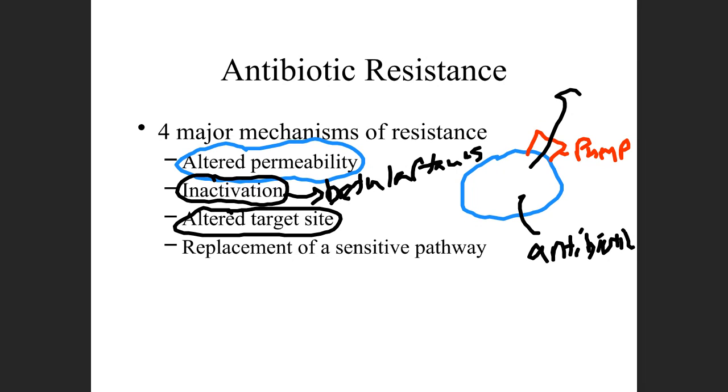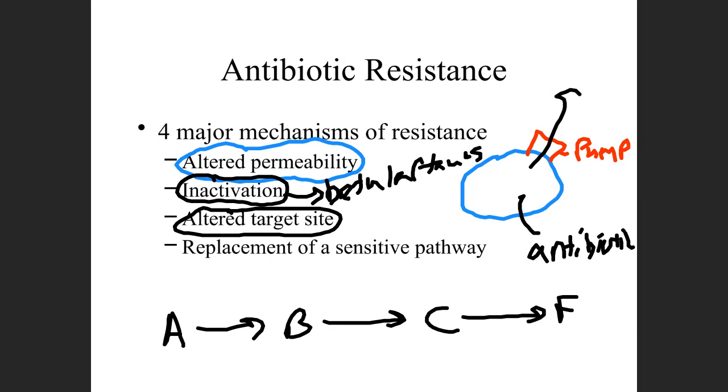All right. And then finally, another thing that bacteria can do is replace one metabolic pathway with another one to be able to still make some sort of final product. This relates to when we talked about the sulfa drugs preventing folic acid synthesis, where we had that multiple step process where we go from some substrate A to some substrate B to C, and then finally to folic acid.